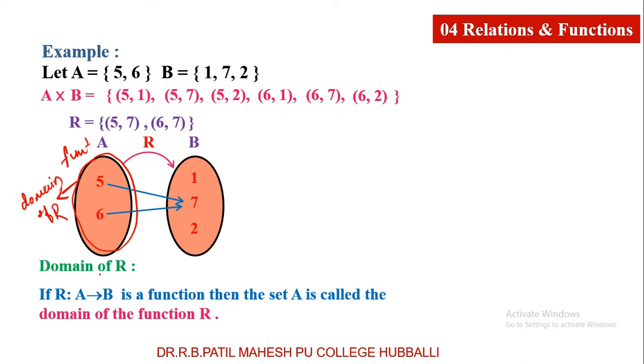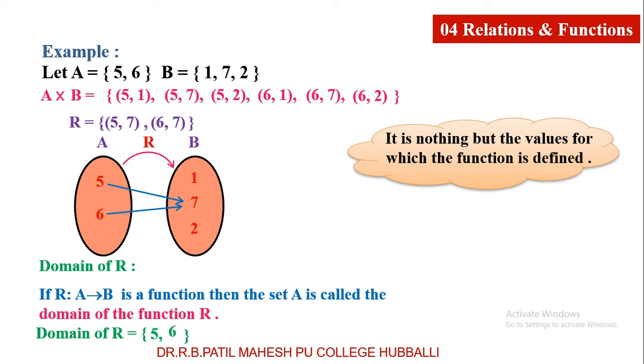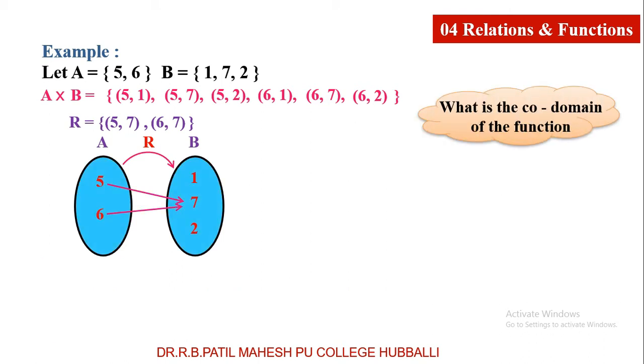Hope you are understanding. Domain of the function is nothing but, when there is a relation from A to B, this set A is completely the domain. Then domain of R is nothing but 5, 6; you can see that from the set A I am taking the elements in the domain, 5, 6. Next, it is nothing but the values for which the function is defined. That is called domain.